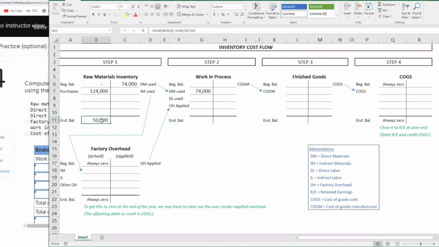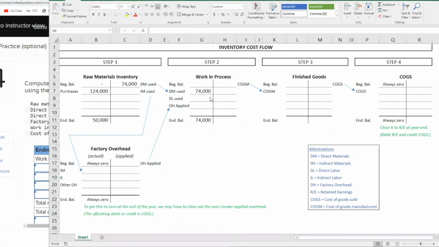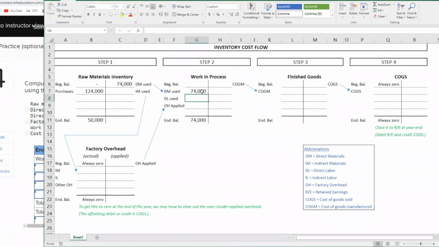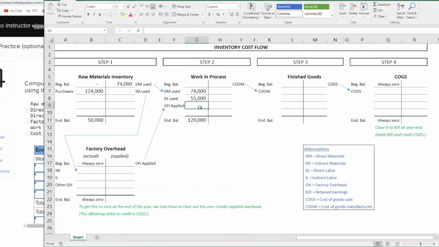And I can kind of do this the same. So this is just those minus those. Direct labor used. What happens there? So what I'm going to do is put the direct labor just right here. Factory overhead is 95,000, and that goes here. Now, factory overhead is going to come out of this account, believe it or not, and go here.